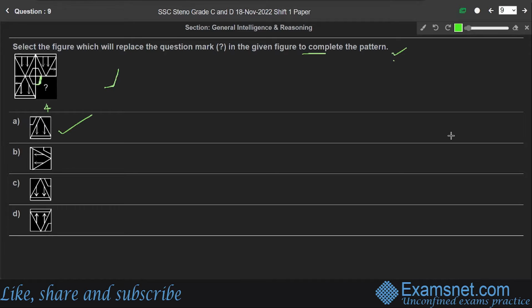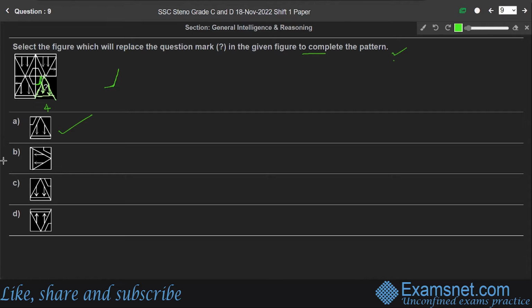Here, complete this diamond shaped one, and also complete the arrow marks. To complete it, let us draw arrow marks here, and we'll draw a horizontal line like this. Which completes the missing part in the given figure.